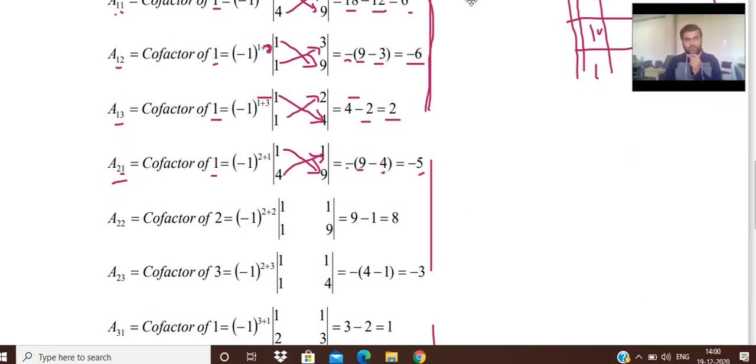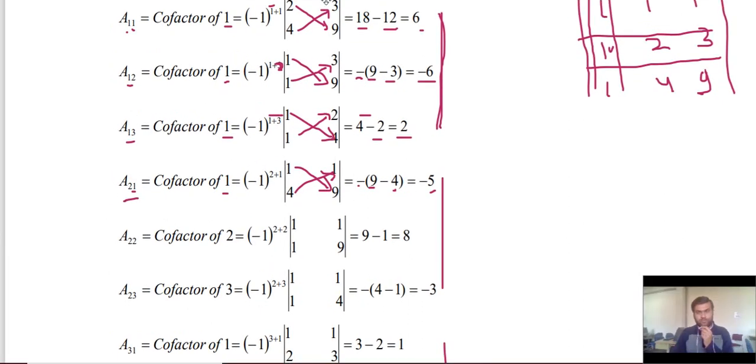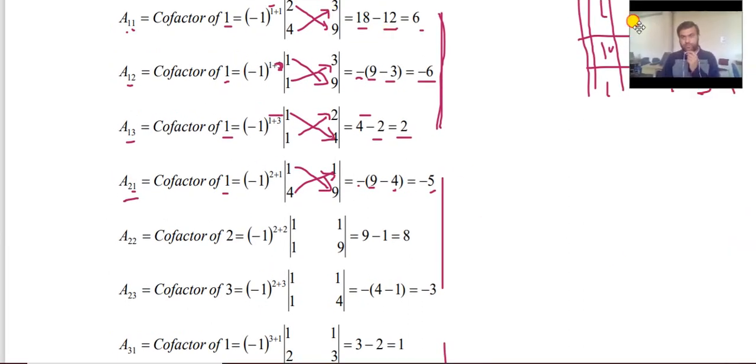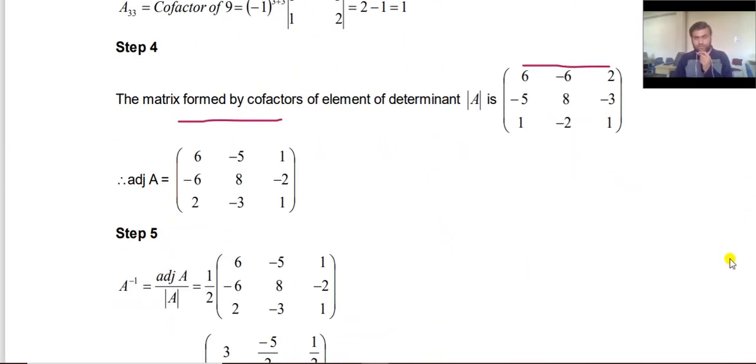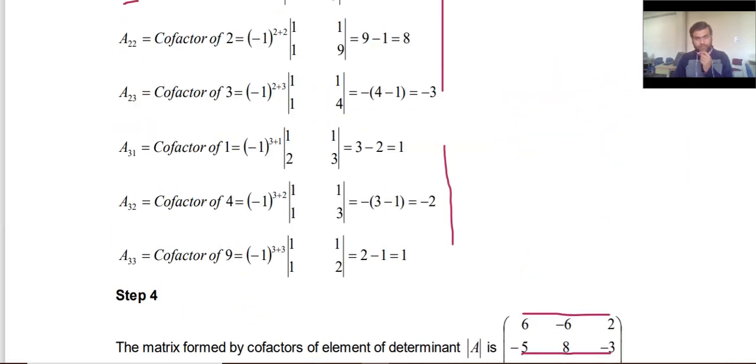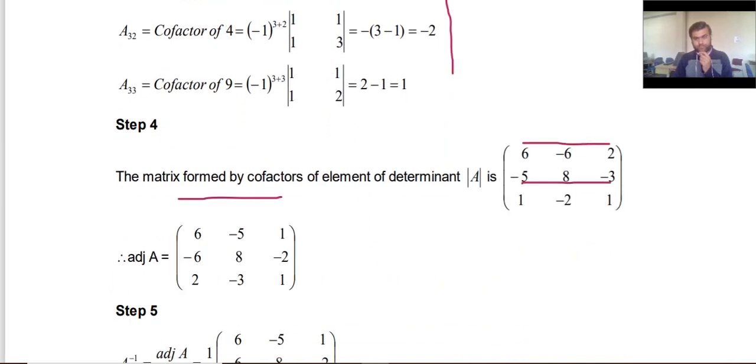So we have to write these numbers in the second row: minus 5, 8 and minus 3. What are the cofactors of the third row? That is 1, minus 2 and 1. So this is the cofactor of the matrix, the cofactor matrix.